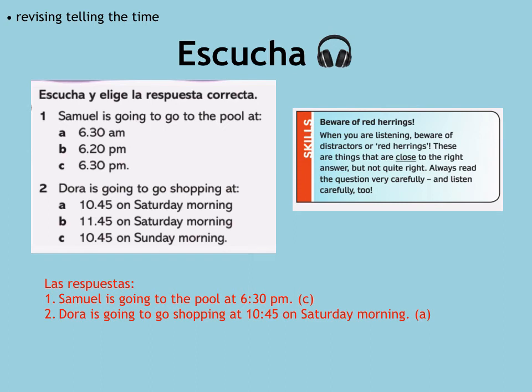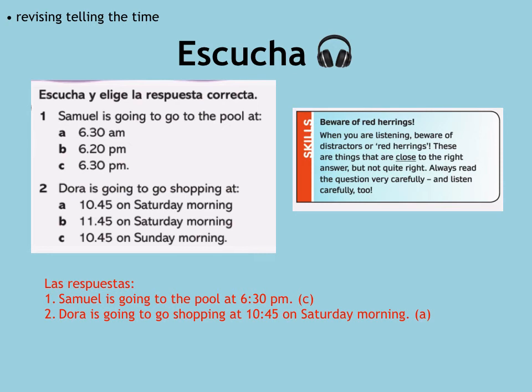Tarde means afternoon or evening. It also means late, but here it meant afternoon. Okay. Número 2. Dora is going to go shopping at 10:45 on Saturday morning. The word for morning in Spanish is mañana. Okay, so sábado por la mañana. Well done if you got those right.